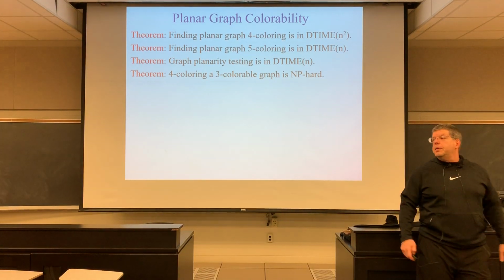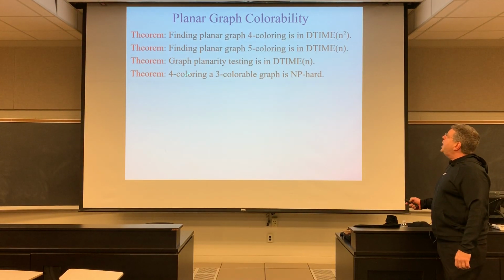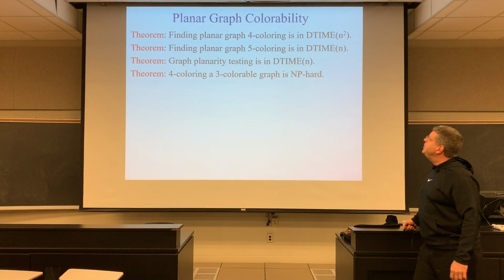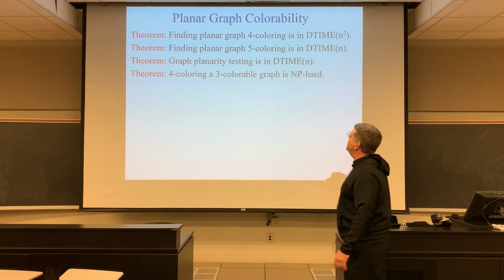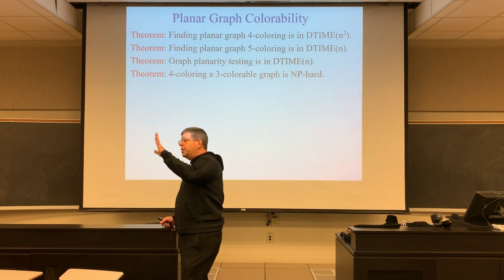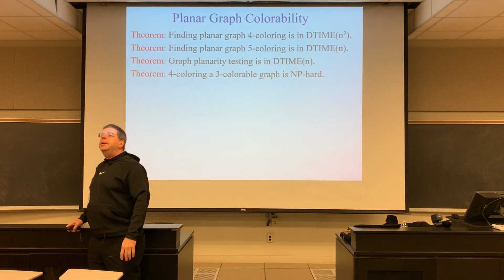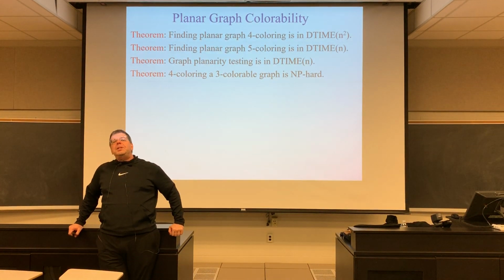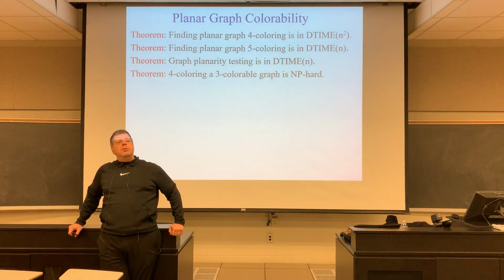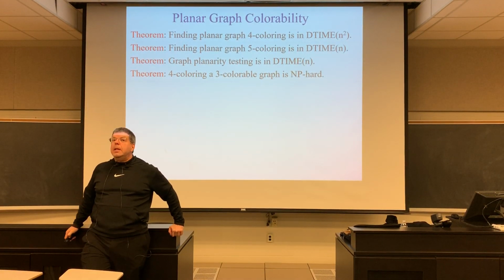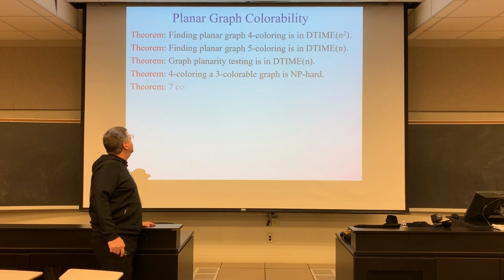It's a complicated algorithm. 4-coloring a 3-colorable graph is NP-hard. So that's an even more interesting theorem, because even if you know a graph is 3-colorable, I give you a graph, I tell you it's 3-colorable, for sure, and I'm asking you not even for a 3-coloring, I'm asking you for a 4-coloring of that 3-colorable graph, that's still NP-hard. That's still hard to do. We don't know how to do that efficiently.